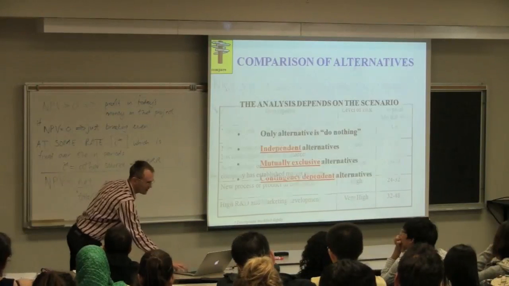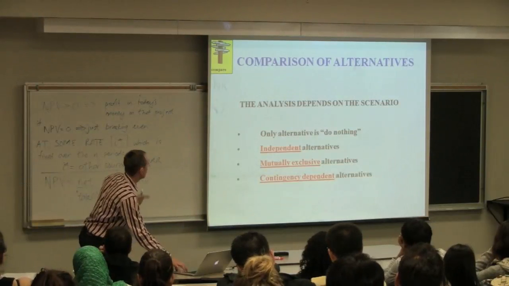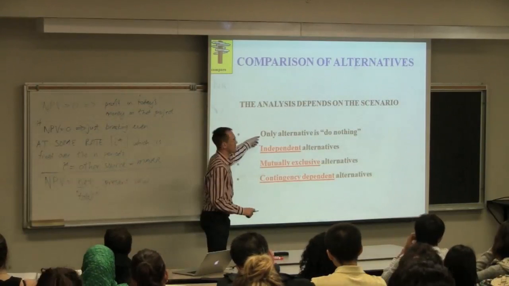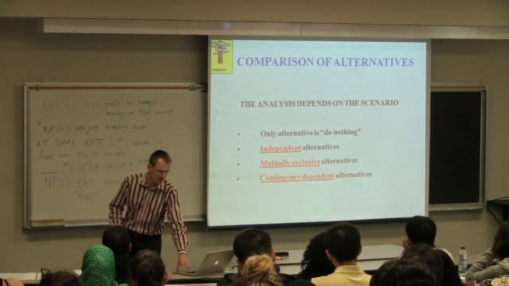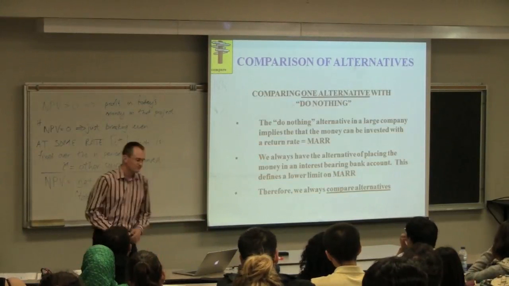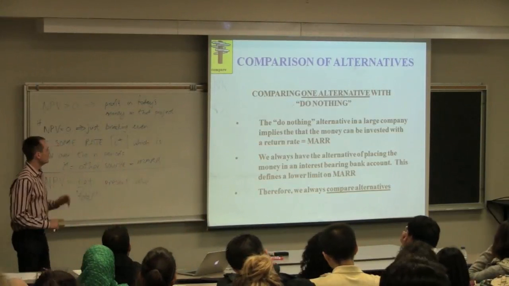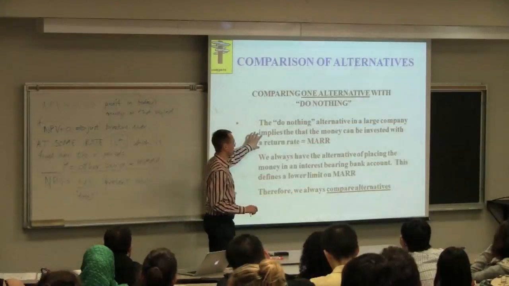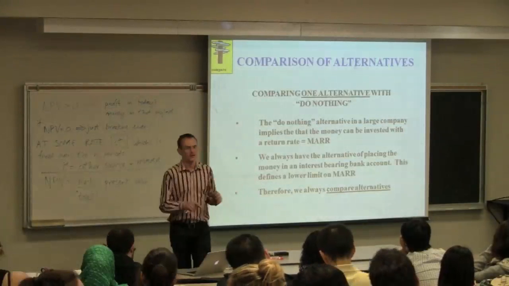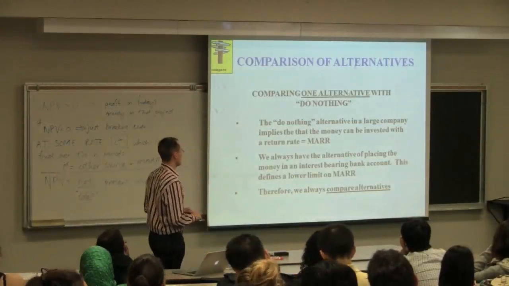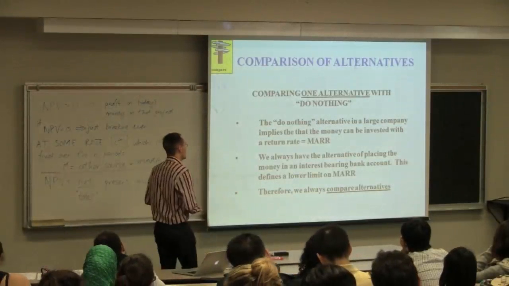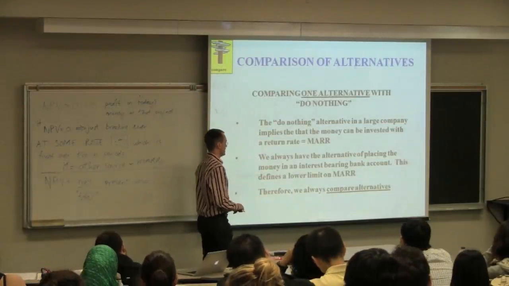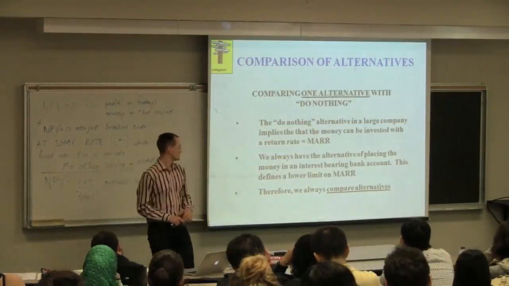Okay, so that's what this next slide is about. We'll talk about independent alternatives in today's class. Your one alternative is to do nothing or to do the project that you're currently considering. So the do-nothing alternative in a large company implies that you can invest that company's money in whatever investments would normally generate the MARR. Or for example, a bank account, if you don't really know what your MARR is, that could be a suitable alternative.